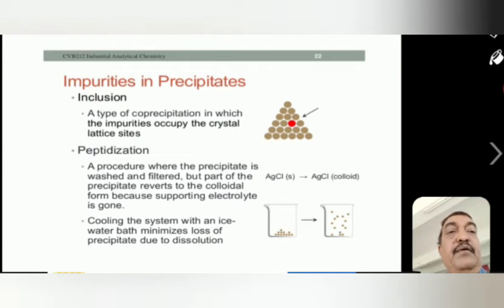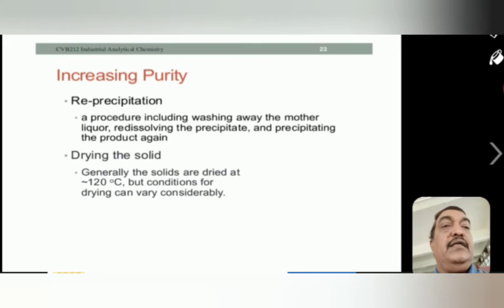So to avoid peptization and inclusion, a temperature of around 80 to 100 degrees centigrade is essential to get a good yield, rather than the formation of inclusion, peptization, co-precipitation, etc., which are very bad elements during the gravimetric estimation. Now let us move on to increasing the purity.